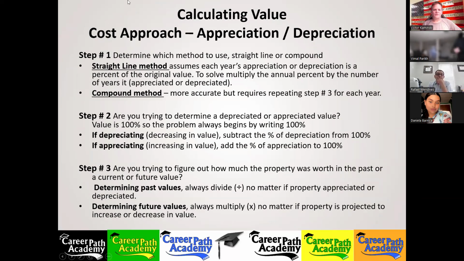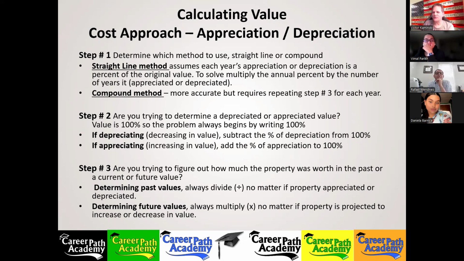All right, now we're going to do a different math problem. Here we're going to calculate depreciation. You could use this to calculate appreciation or depreciation. Now, simply reading through these steps here, your head just spins a little bit and you're not going to understand it until we actually do a problem. But let me go through it anyway. Step 1, you determine which method to use, either straight line method or the compound method, to figure out the rate of appreciation or depreciation math problem.